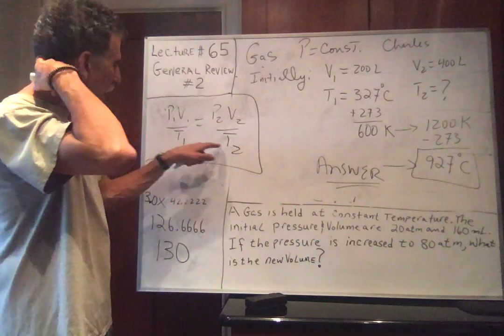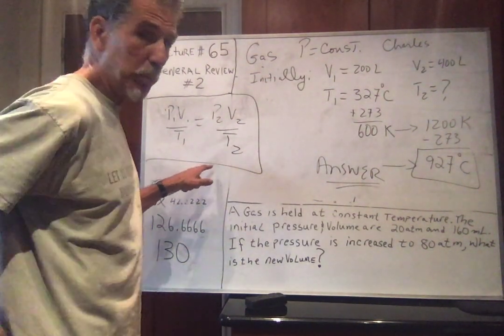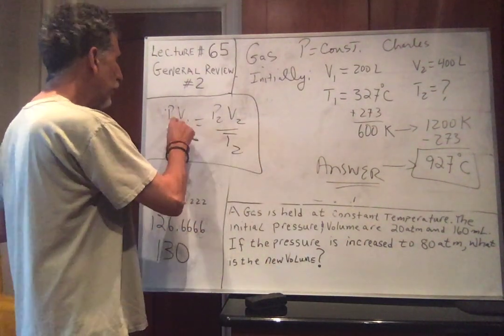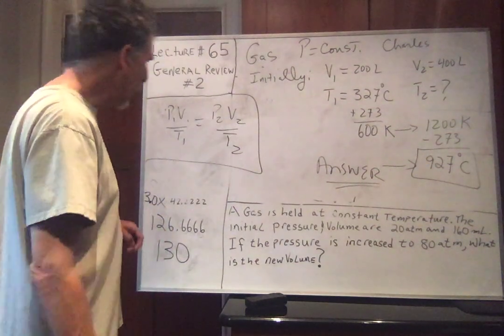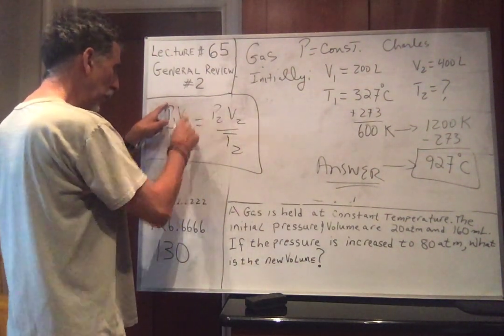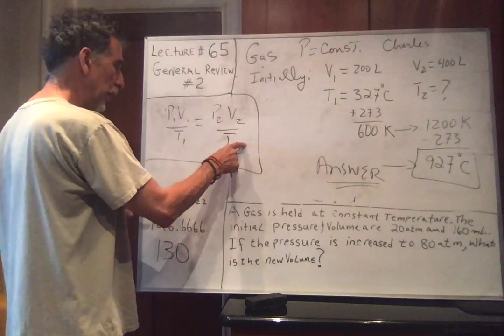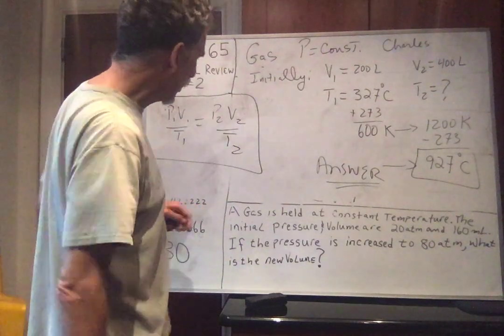If T is a constant, if T1 equals T2, we said that's Boyle's law. We get rid of T, we have P1V1 is P2V2. Boyle's law is inverse relation. If the pressures are the same, P1 equals P2, we get rid of pressure. V over T is V over T. We said constant pressure is Charles' law because he can't take the pressure.